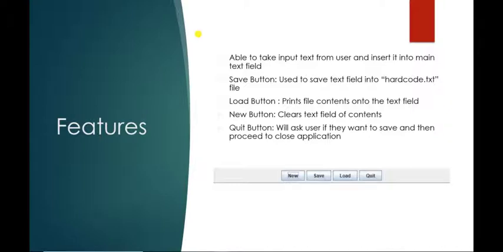Features that we have is that our code is able to take input from a user and insert it into a main text field. The GUI has a save button that is used to save the text field into a hardcode text file, a load button that prints file contents onto the text field, a new button that clears the text field of contents, and a quit button that will ask the user if they want to save and then proceed to close the application.